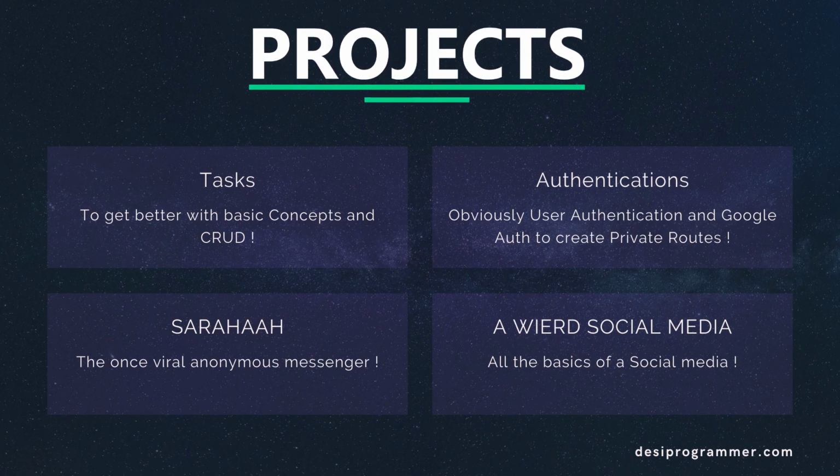Then we will create a complete authentication package with a normal email, password, login, logout, verification, forgot password, and then using Google OAuth 2. Then we will create a Sarahah clone. If you remember, that was an application, basically a website where anybody can go and create an account and people can send him or her anonymous messages. Then we will create a complete social media clone, and then at the end we may end up using socket.io to create a chat application.